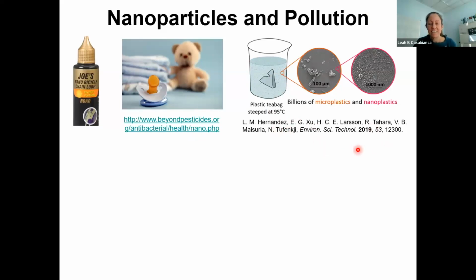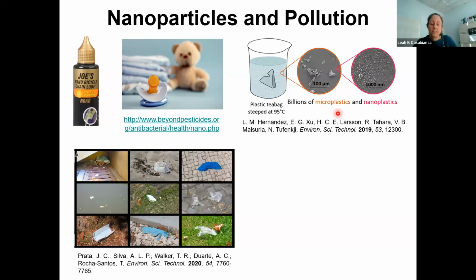This is a nice paper that came out a few years ago that showed that if you steep tea in a plastic tea bag, this actually releases billions of micro and nanoplastics into the tea that you drink. So this shows a concern that with the increasing use of nanoparticles, they're going to find their way into the human body and into the environment. And one of these areas of concern is plastic nanoparticles.